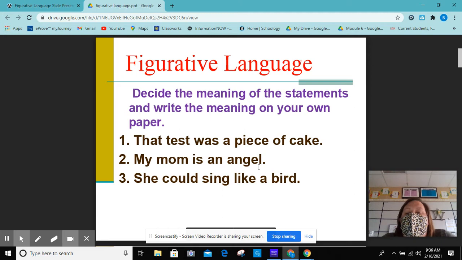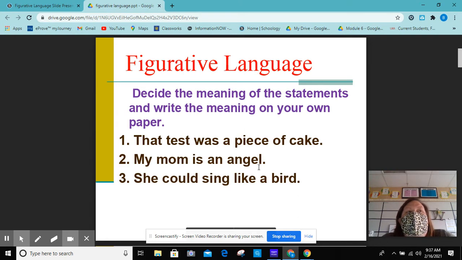All right, decide the meaning of the statements and write the meaning on your own paper. That test was a piece of cake. Okay, what does this mean to you? Trey. All right, this means that the test was very, very easy, okay?